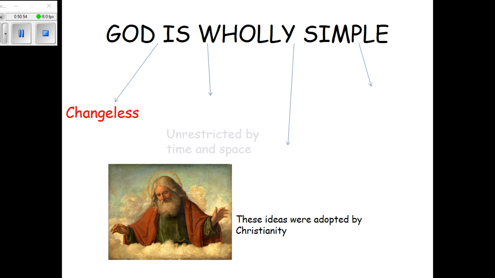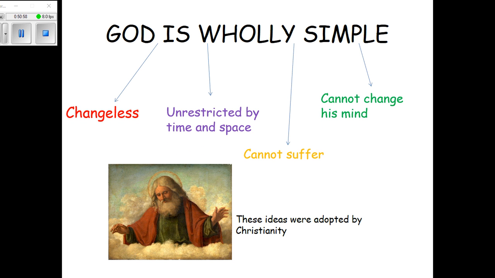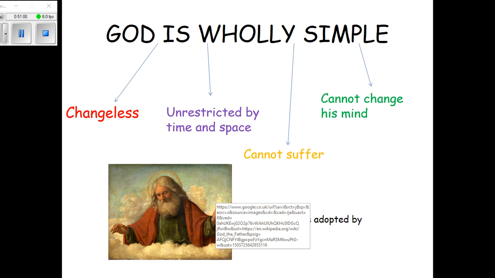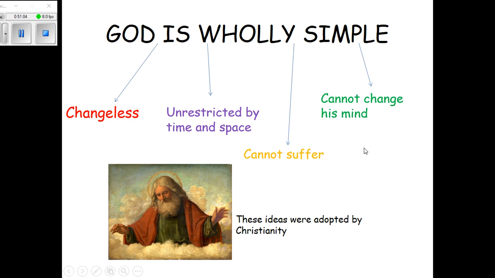So God is changeless, unrestricted by time and space, cannot suffer, cannot change his mind. So this is the idea that something that's complete in itself is actually simple. Simple idea. And these ideas were adopted by Christianity. The big AO2 criticism is you could say, well, the God of the Old Testament doesn't seem like this. The God of the Old Testament gets angry and changes and seems to not know things and seems to be affected by the world.